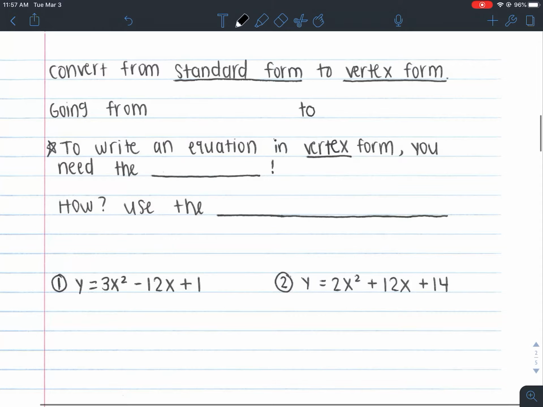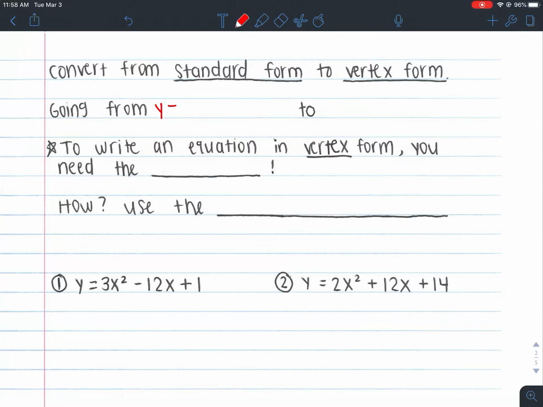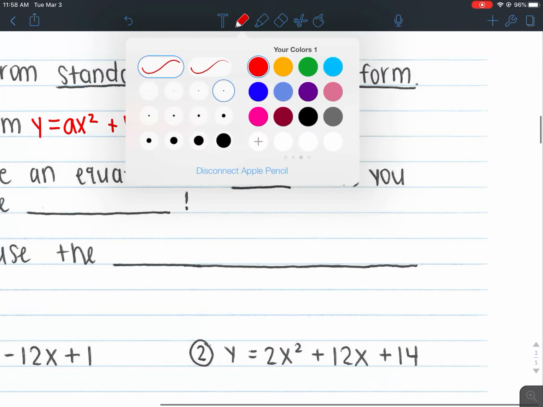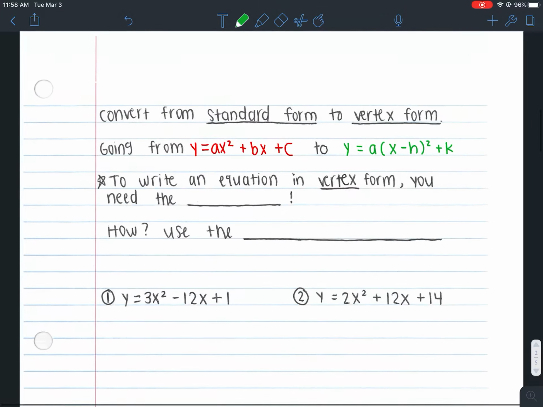All right. Now we're going to convert from standard form to vertex form. Okay. Now, standard form, again, remember that is y equals ax squared plus bx plus c. So I'm going from that form to vertex form, which has parentheses, a parentheses x minus h squared plus k.